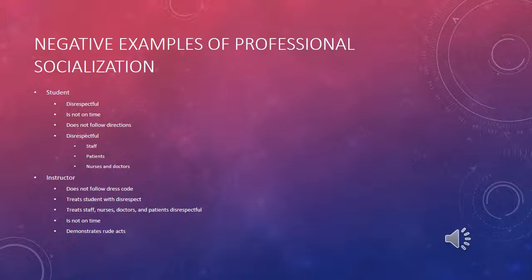The instructors can also demonstrate negative examples of professional socialization through not following a dress code, treating students with disrespect, not only maybe belittling them in front of a group of people or even on a one-on-one basis, or possibly just treating them very rudely, treating the staff and the doctors and patients disrespectfully. So it's really important to build those relationships to make sure we all work together as a team. If the instructor's not on time, and if the instructor demonstrates rude acts, not only verbally, but if they actually carry out rude acts toward their students, those are all negative examples of professional socialization.